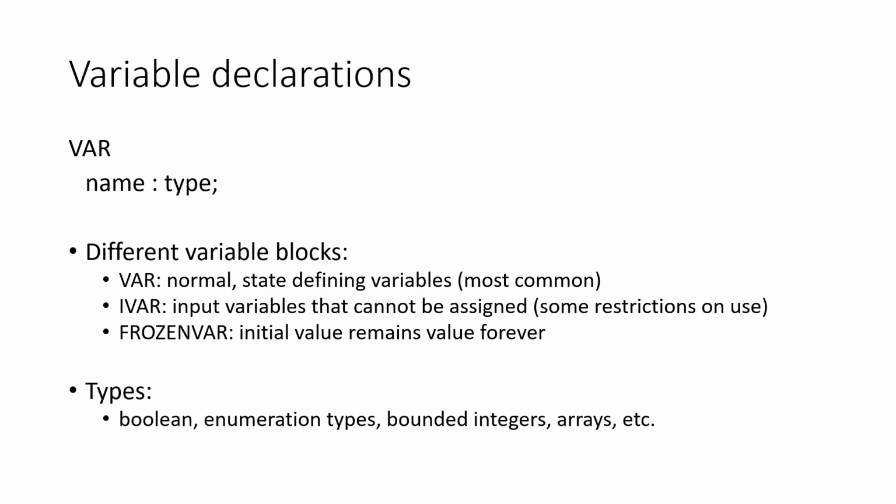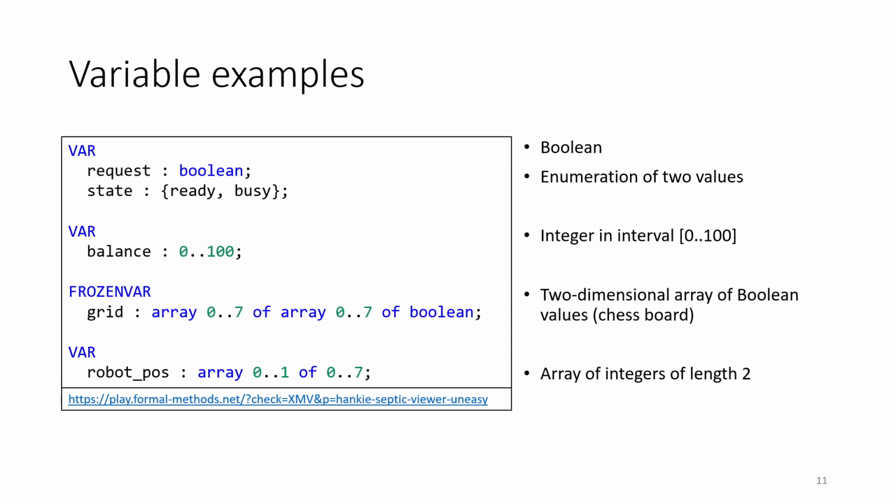There are different types, so Boolean variables, enumeration types, those two we already saw. Then there's bounded integers and arrays. And here are some examples. So the request variable was Boolean, which means it can either be true or false. Then the state variable could either be ready or busy. That's an enumeration of 2, but you can, of course, do more values.